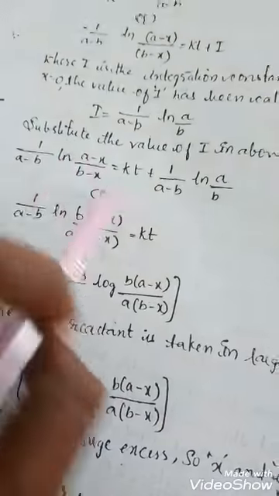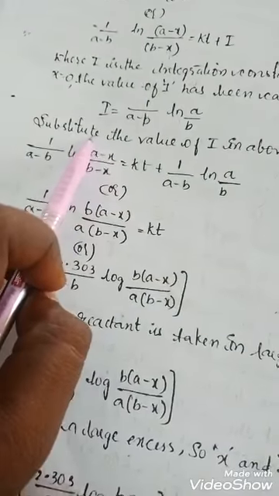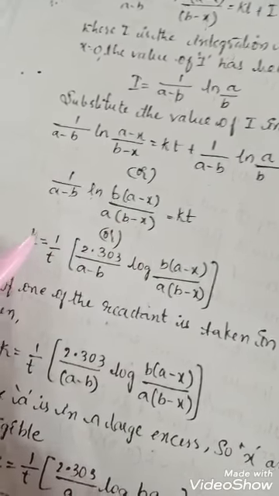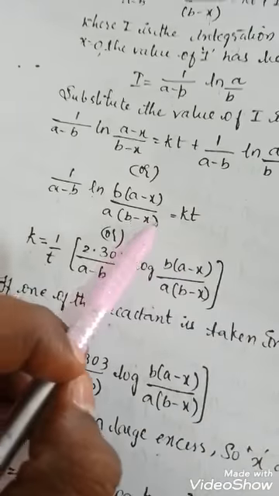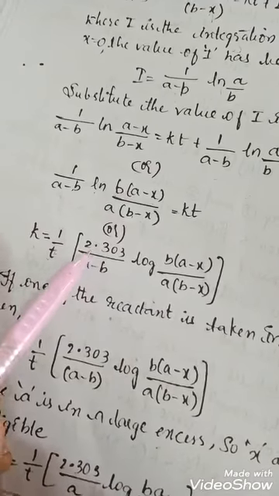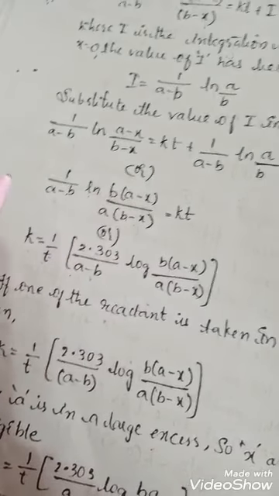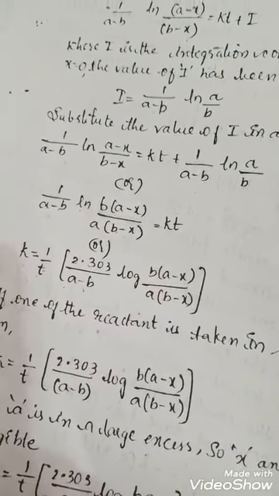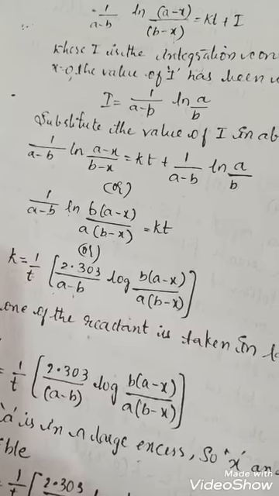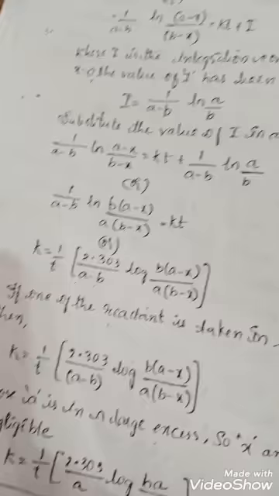This, we take the left side. So what happens, this is log b into a minus x by a into b minus x equal to kt. So k equal to 1 by t, so this t goes to the left side. What happens, 1 by t into 2.303 by a minus b. This ln value is 2.303 into log. So 2.303 by a minus b log b into a minus x by a into b minus x.